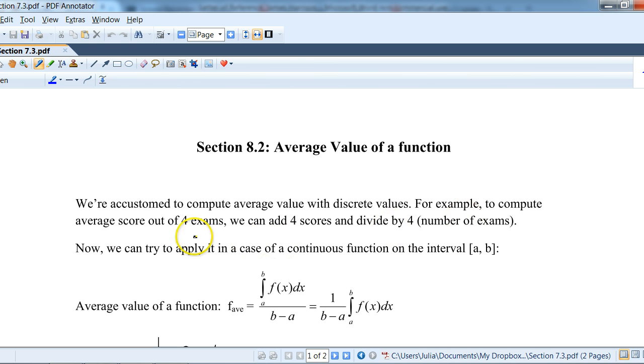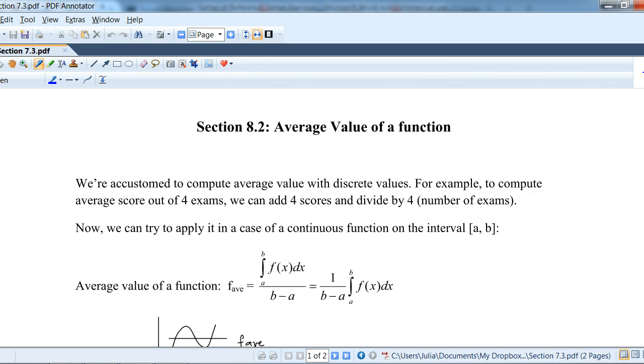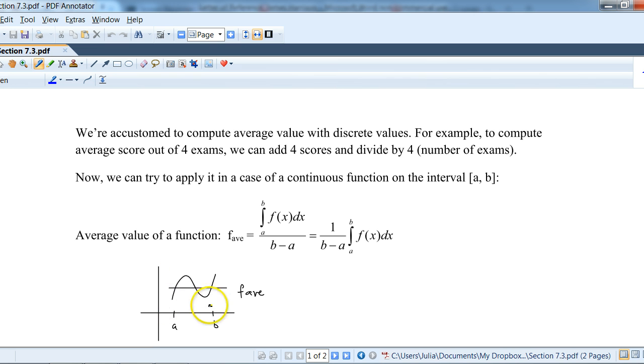You can, for example, find the average score on your exams. You can add all the 4 exams, find the total, and divide it by 4. Well, you can actually do that with a continuous function as well on the interval from a to b. If you would like to find the average value of a function, let me show you what it looks like. Here's a function. And notice how this line represents the average going through this function. Again, it's just the average y value.